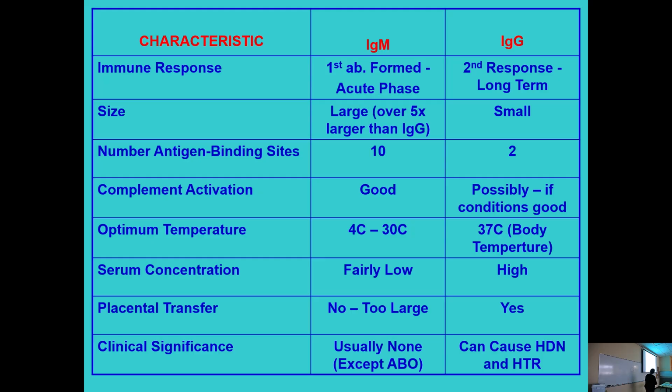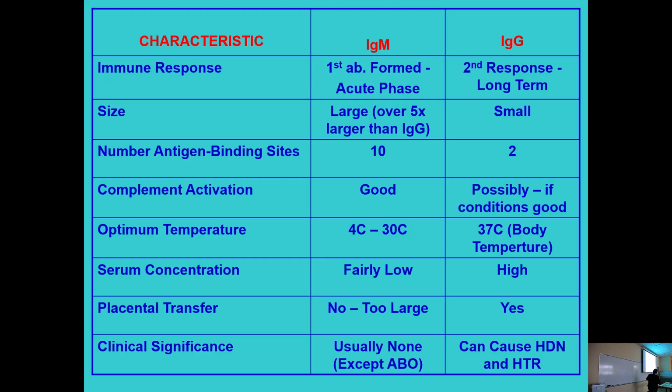Serum concentration, IgM is fairly low. IgG is fairly high. Placental transfer. IgM doesn't cross the placenta, it's too big. IgG does. This gets really important when we start talking about hemolytic disease in the newborn and Rh immunoglobulin.